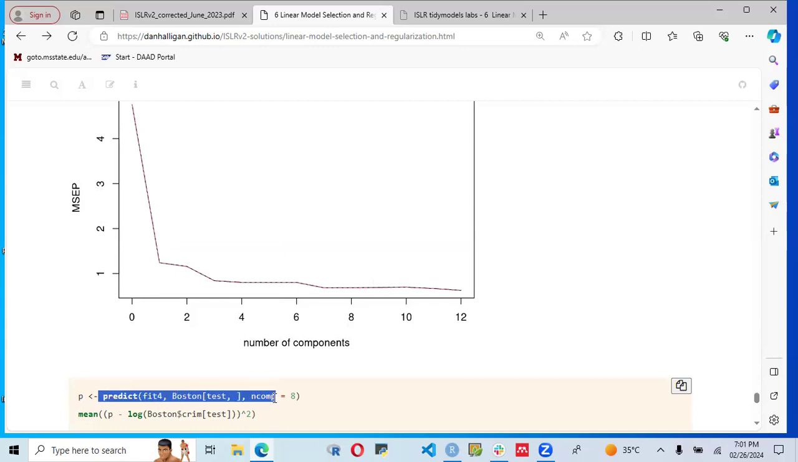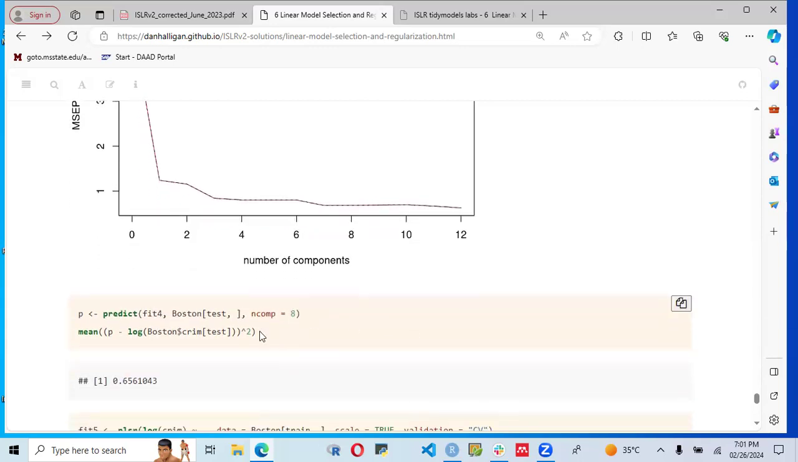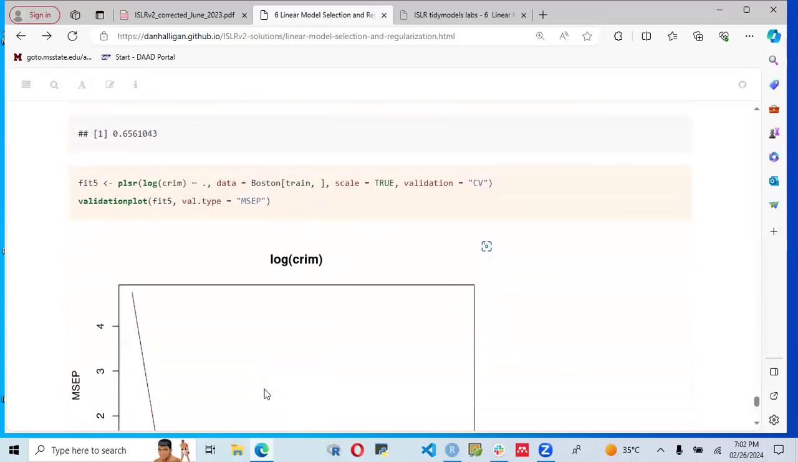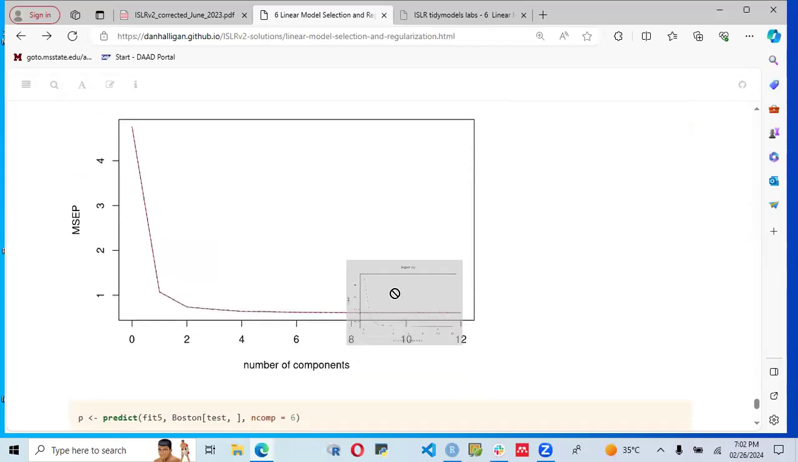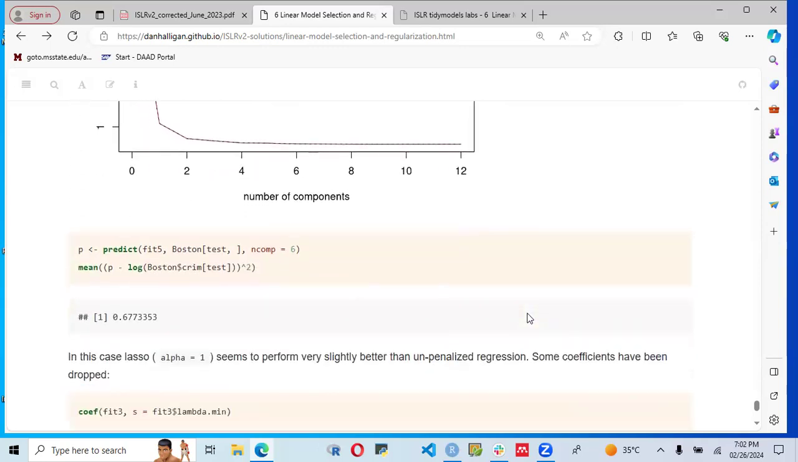So we now predict by specifying that we want to run prediction for the number of components. When the number of components is 8, we extract the mean, which is 0.65 also. Yeah, they did the same thing here, using the plsr function by placing the crime on a log transformed scale. They are using the training data, they scale it, validation with CV. Then we have the validation plots, fit 5, validation type MSEP. So when we plot, we still have a similar plot.